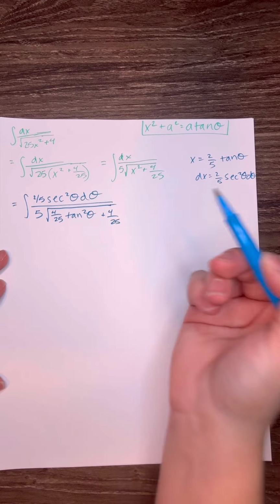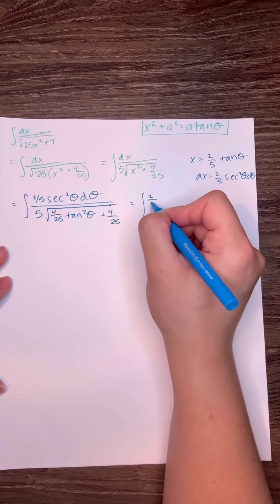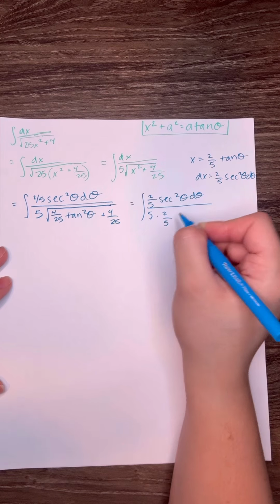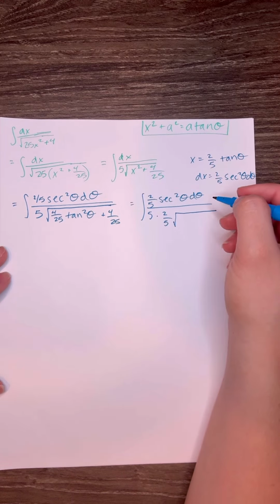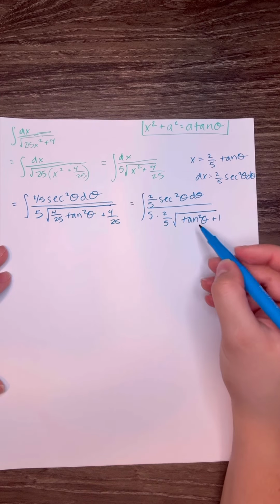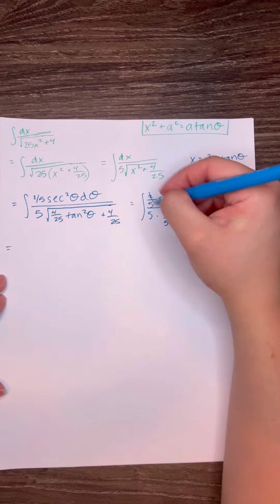This will leave us with the integral of 2/5 secant squared theta d theta over 5 times the square root of 4/25 tangent squared theta plus 4/25. When solving integrals using trigonometric substitution, recognizing trigonometric identities is key. We can recognize that by factoring out a 4/25, it'll leave us with tangent squared theta plus 1, which is equal to secant squared theta.